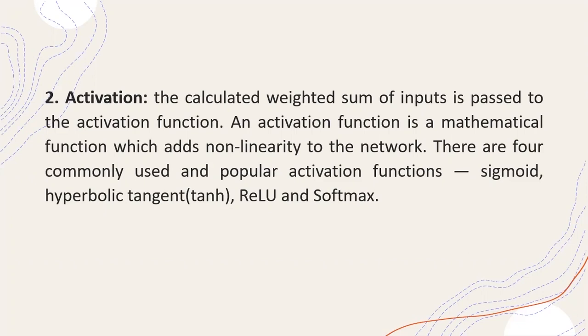Now, why is this process important? As we know, y equals wx plus b is a linear equation and it cannot be used to calculate a complex pattern. We are trying to replicate how a human brain functions through deep learning algorithms. For that, we need some complex analysis and complex patterns to be detected. This is what the activation function does. It introduces non-linearity to the network. There are four commonly used activation functions: sigmoid, hyperbolic tangent, ReLU, and softmax.